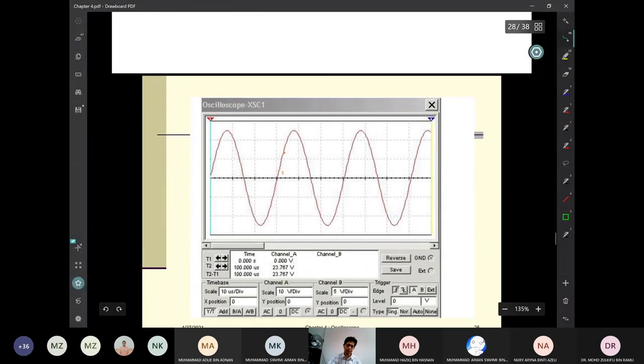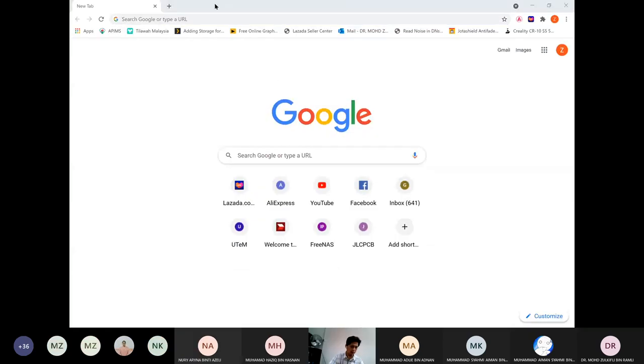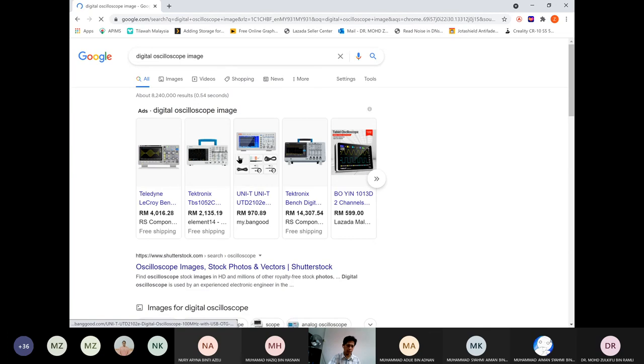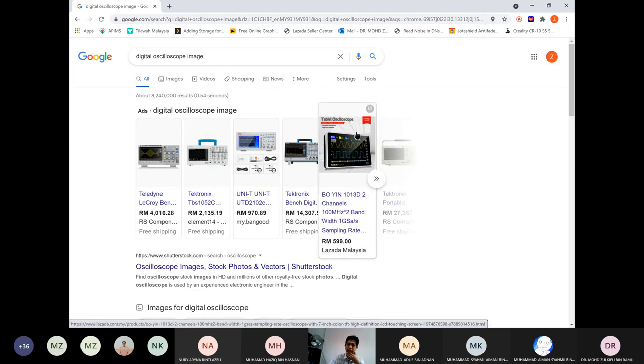Apa lagi? Cuba kita tengok Google. Google nak cari apa? Oscilloscope. Digital oscilloscope image. Tak ada. Cepat tak?